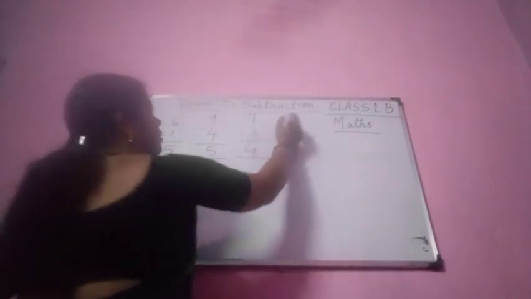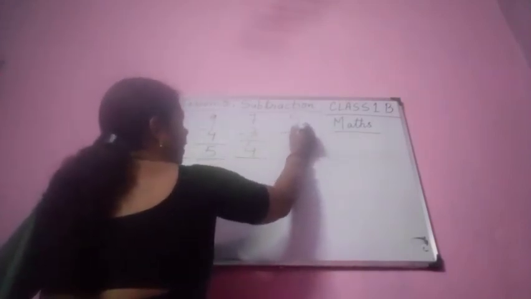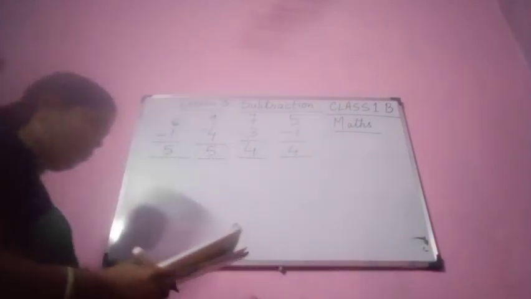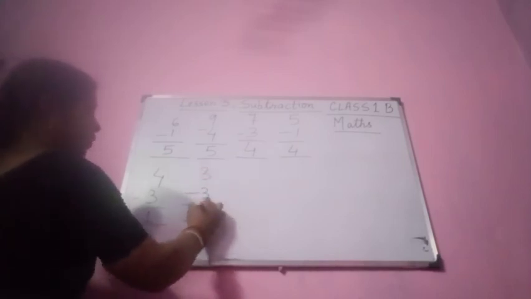Okay, 5 minus 1. If you subtract 5 minus 1, what will be the answer? The answer will be 4. Okay, 4 minus 3. What will be the answer? If you subtract 4 minus 3, the answer will be 1. And 3 minus 3. If you subtract 3 minus 3, the answer will be 0. Okay. So next one we will do subtract and write as shown.